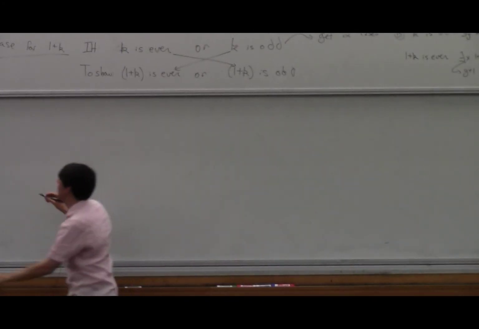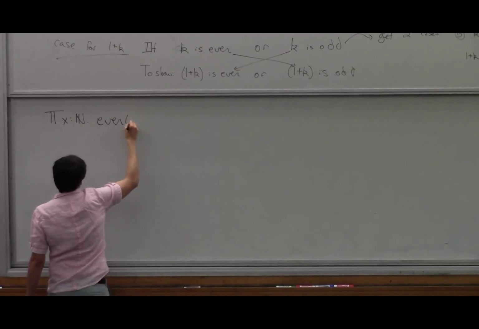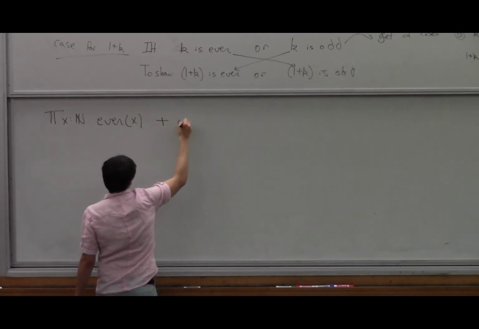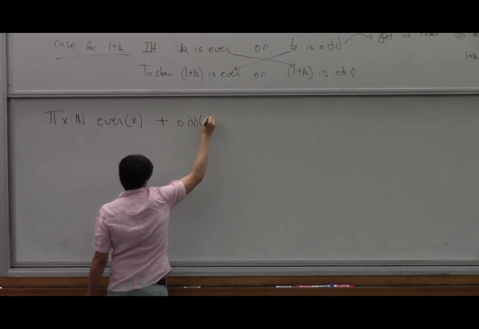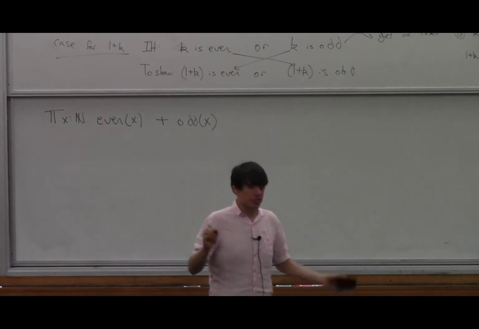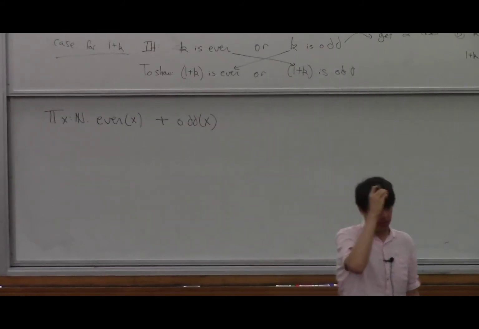As the following formula: pi x colon n, even of x plus odd of x. Okay, so I didn't define plus, but it's just the rules for coproducts that we talked about a couple days ago.